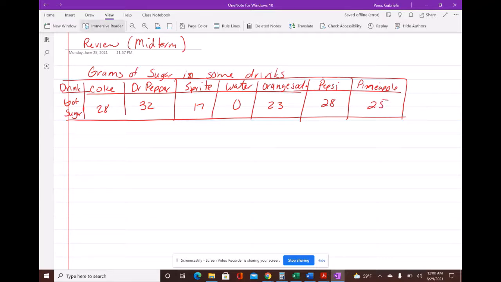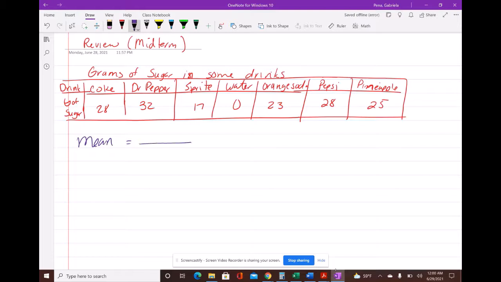So the first thing that we're going to look for is we're going to try to find the mean. Well, for the mean, remember you have to add them all and then divide by 1, 2, 3, 4, 5, 6, 7. By 7 because there's 7 numbers. Of course, that's not going to be big enough, but let's do this. 28 plus 32 plus 17 plus 0 plus 23 plus 28 plus 25 divided by 7.